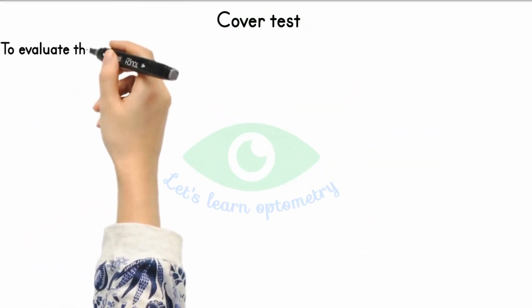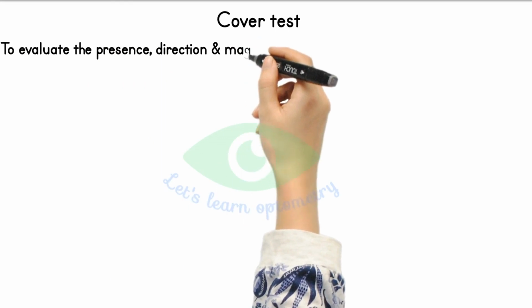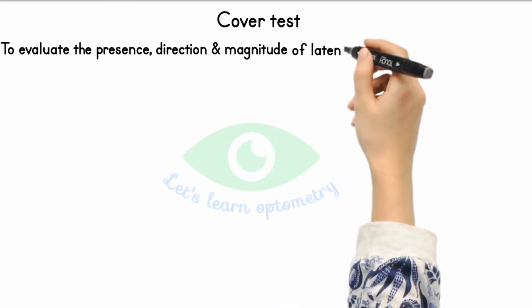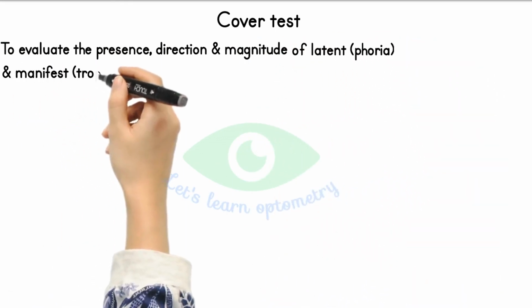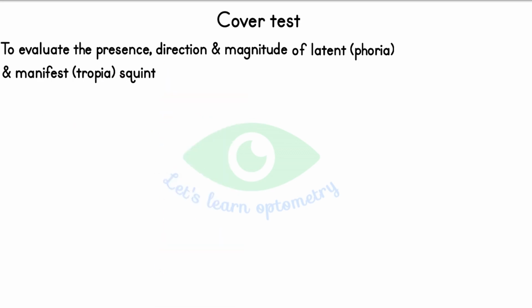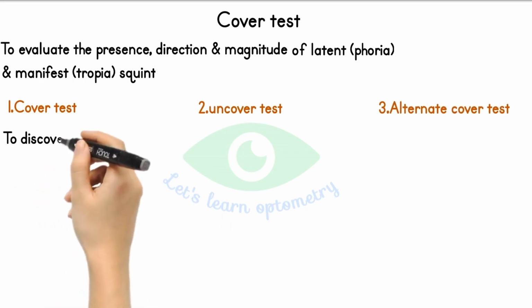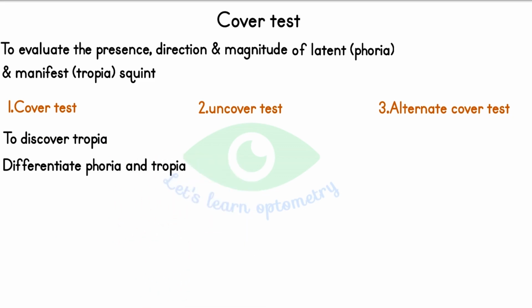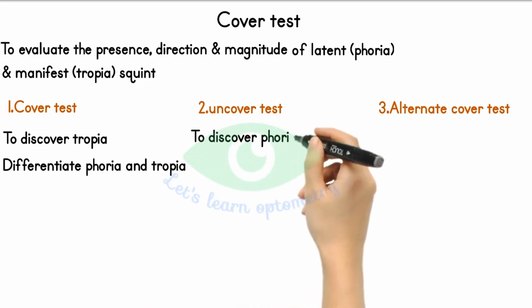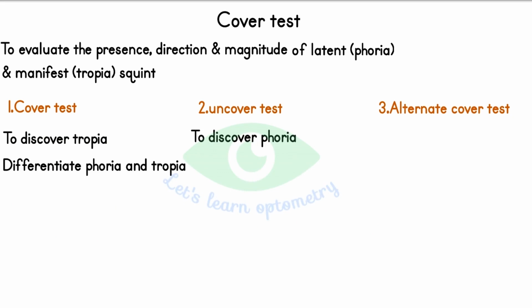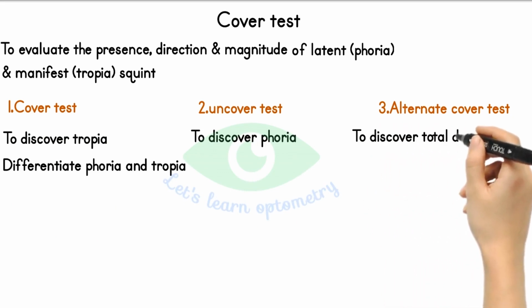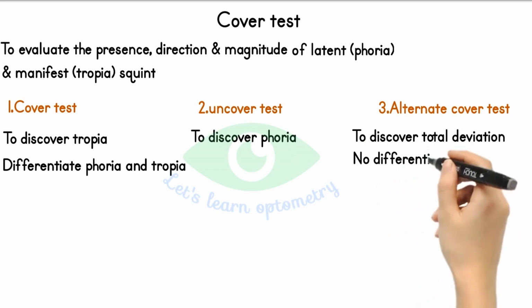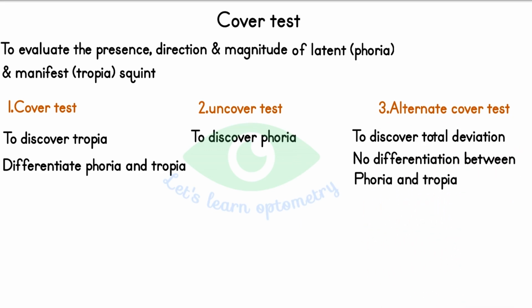Cover test is done to evaluate the presence, direction and the magnitude of both latent deviation, that is phoria, and the manifest deviation, that is tropia. There are three parts in the cover test: cover test, uncover test and the alternate cover test. In cover test, we discover any tropia and differentiate between a phoria and a tropia. In uncover test, we discover any phoria. In alternate cover test, we discover the total deviation. Alternate cover test cannot differentiate between a phoria and a tropia.